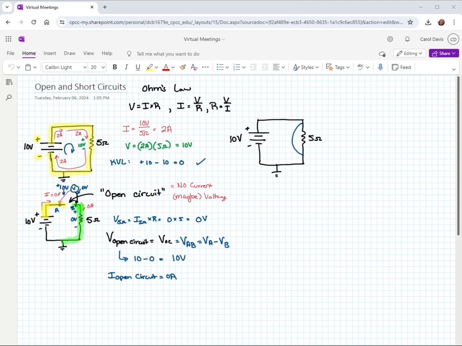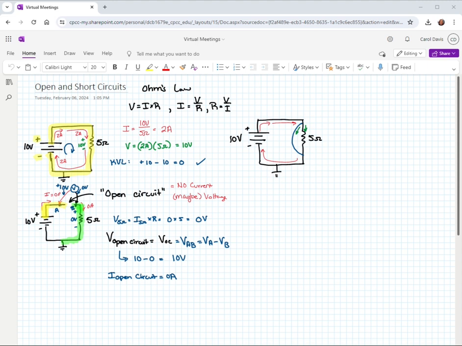So let's just do some analysis of this situation. As you can see, if we have current that leaves the positive terminal of our source, it does have a path to get back to the negative terminal, and that's what current needs. It needs a pathway. Now you can see that we could have some current go through the 5 ohm resistor.